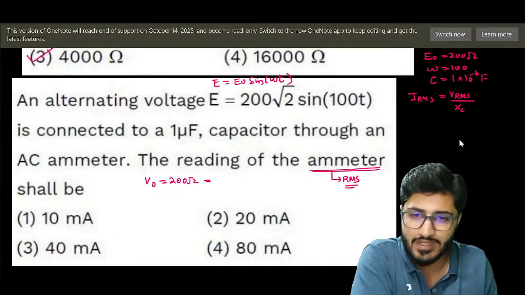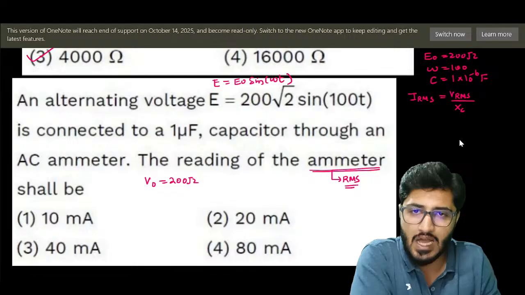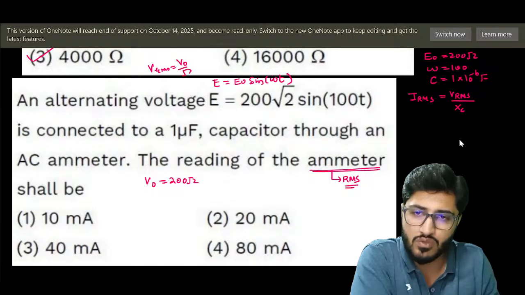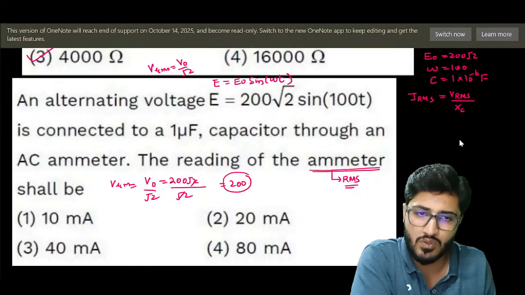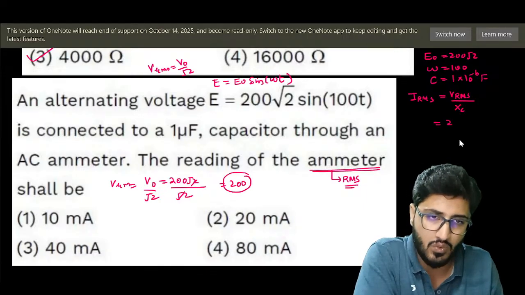Do you know the equation for RMS value? VRMS equals V naught by root 2. I will divide this by root 2, and now my VRMS came out to be 200. So I will write here 200.